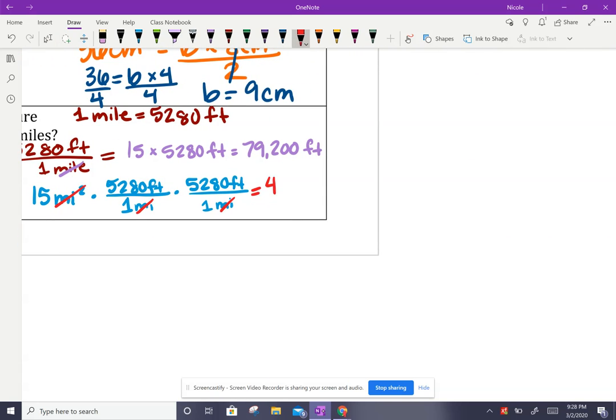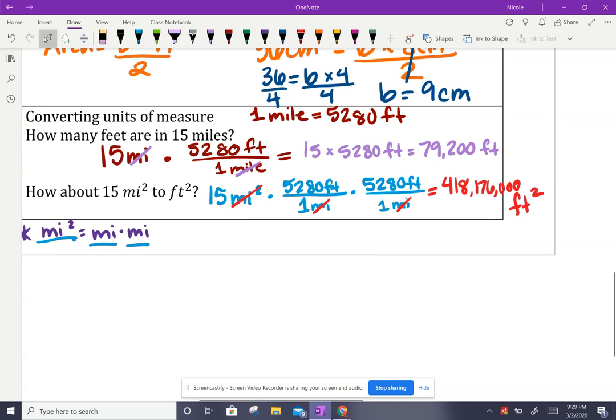So this gives me 418 million, 176,000 square feet.